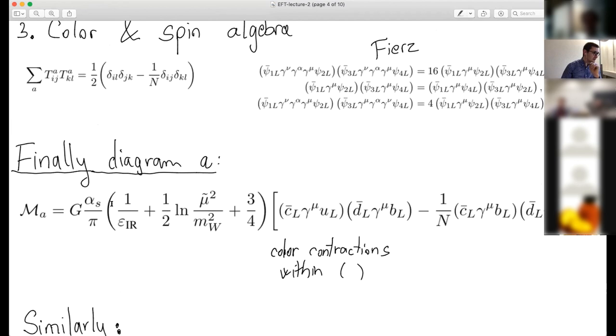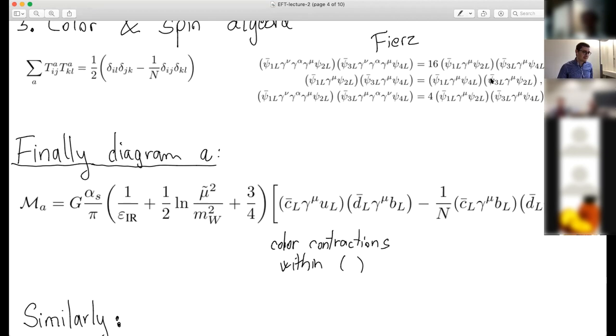So this is the final formula for diagram A. You have this logarithm of μ̃ over M_W squared. μ̃ is this arbitrary scale which comes out of dim reg, this spurious scale which comes from the fact that we are going into d dimensions, and to match the dimensions you need it. It actually is a very useful tool later on. It will bring us to the renormalization group, etc. But for the moment, we massaged the thing and we separated it into O1 and O2.